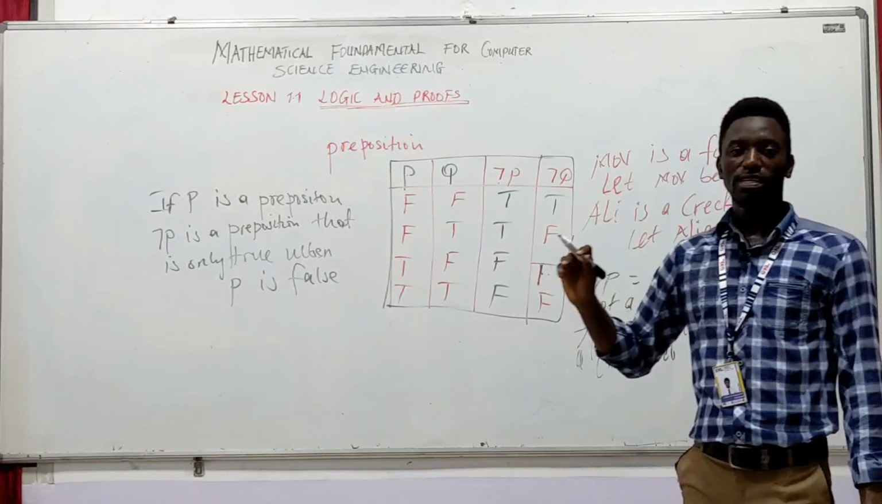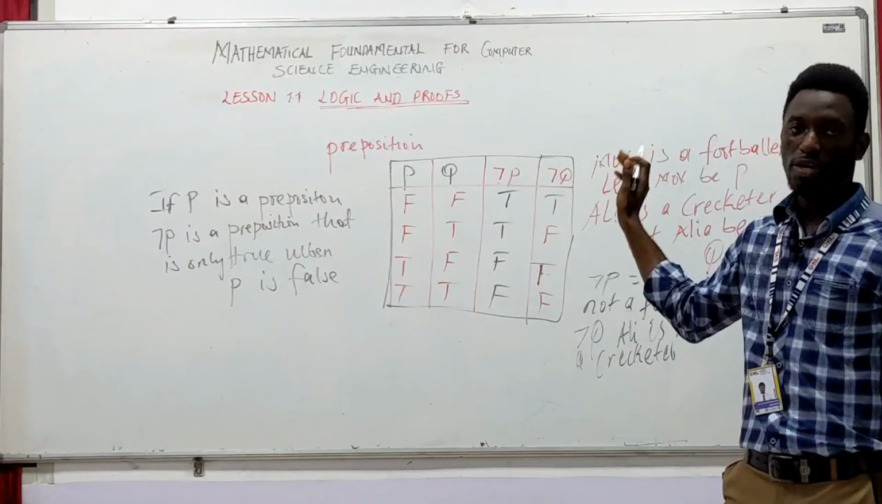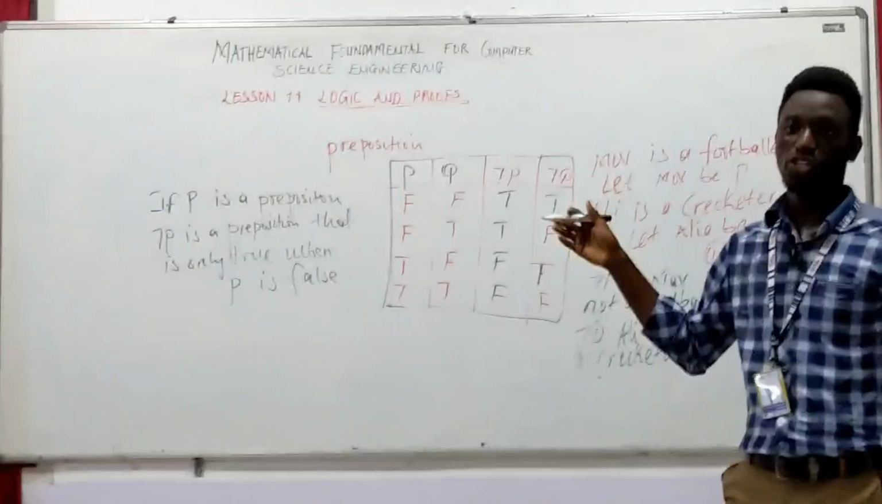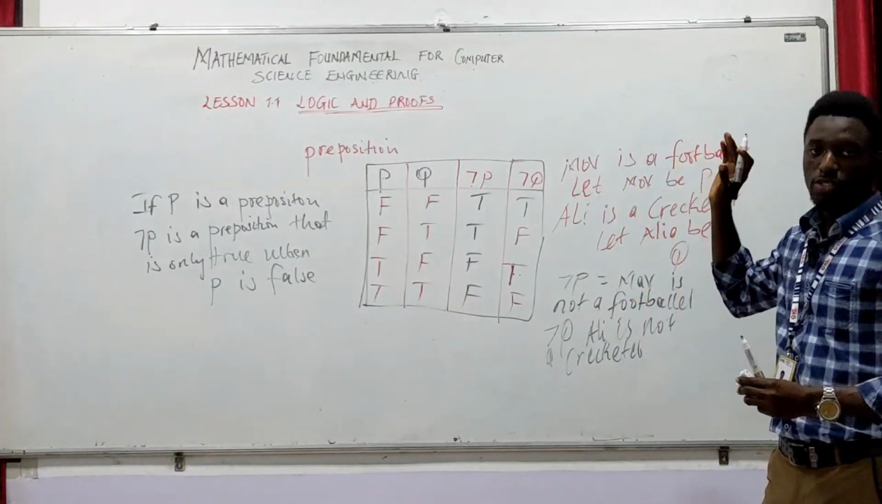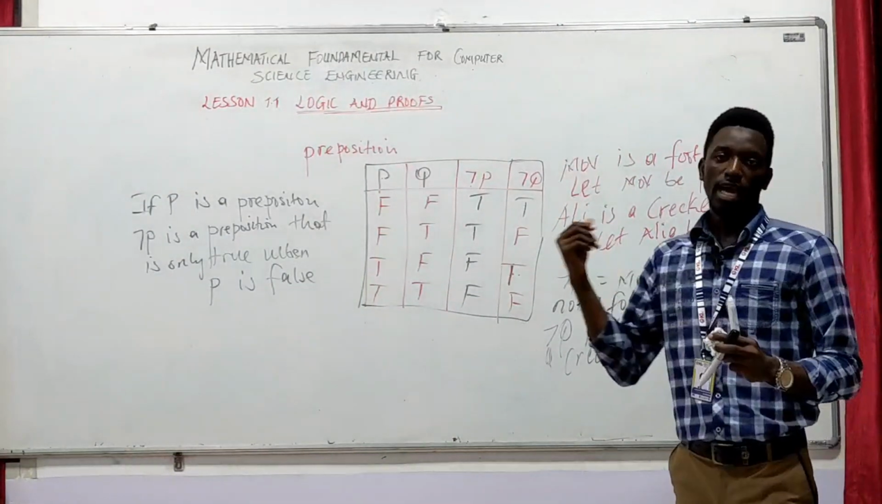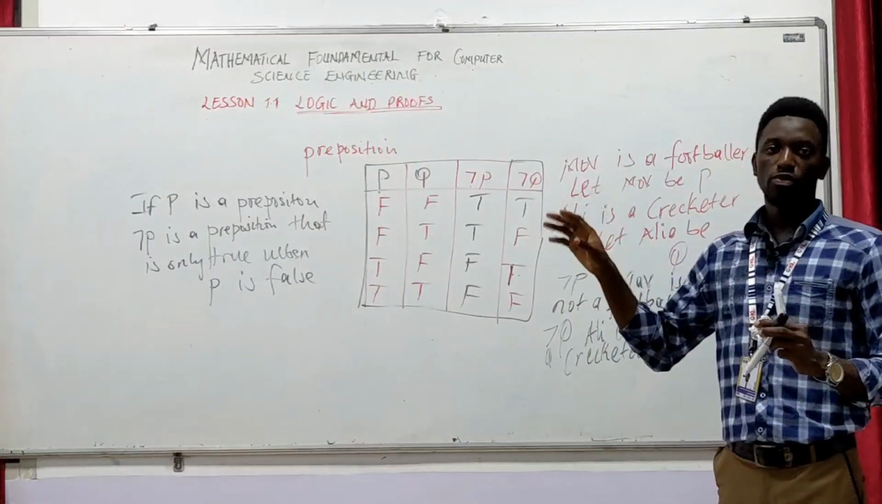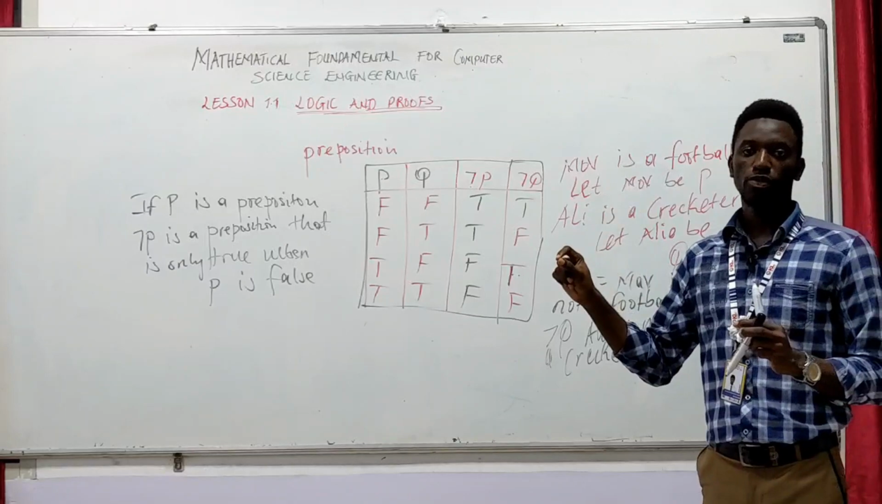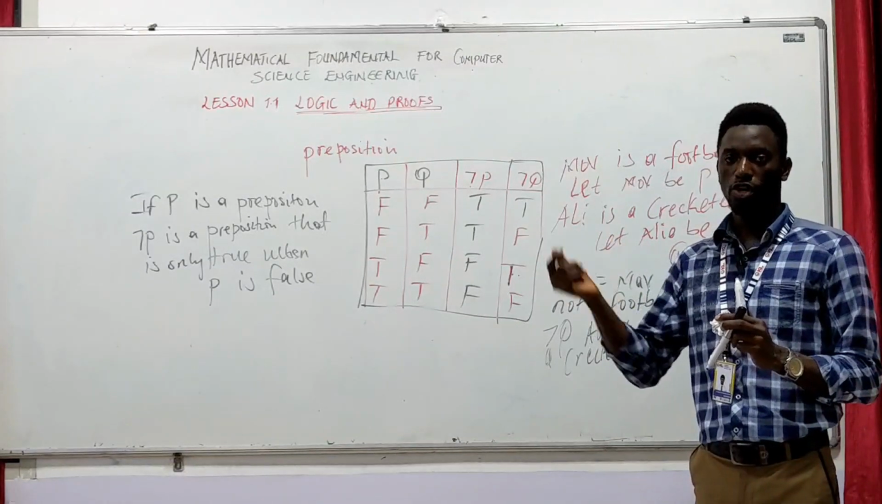So now let's see the representation of this in terms of conjunction and disjunction. So now let's talk about conjunction and disjunction. Here again we are going to design a table, then we'll give some examples on how conjunction and disjunction work.